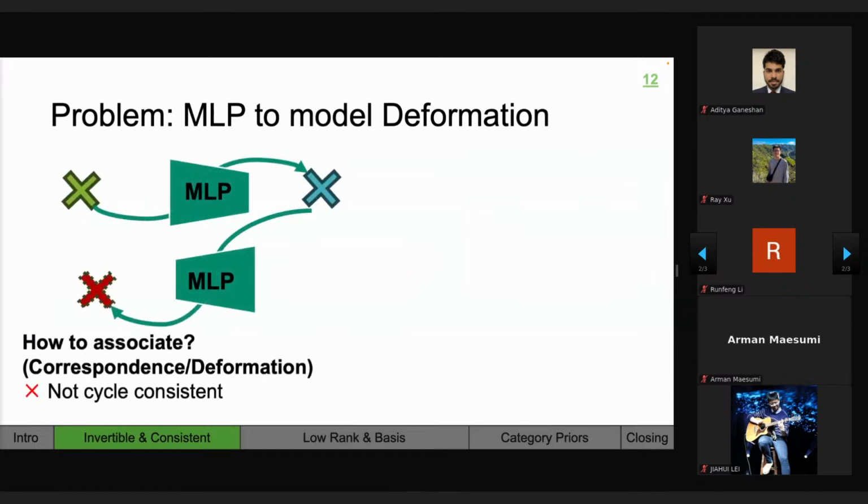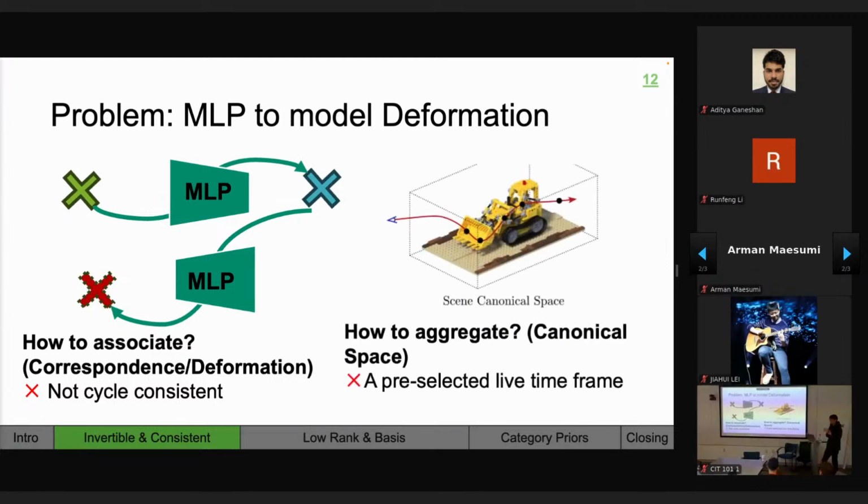For correspondence, MLP is not consistent. For example, if you use an MLP to model the deformation field, you can deform from time 0 to time, maybe, 10. And then you use the same network to deform from time 10 to time 0. You will not find these positions are the same. And usually this is formed as a cycle consistency problem, so you enforce some kind of cycle consistency. And the second problem is that this canonical frame is usually heuristically chosen, for example, the first frame. You aggregate all the information in the first frozen frame, which cannot be determined by data or optimized through the data.